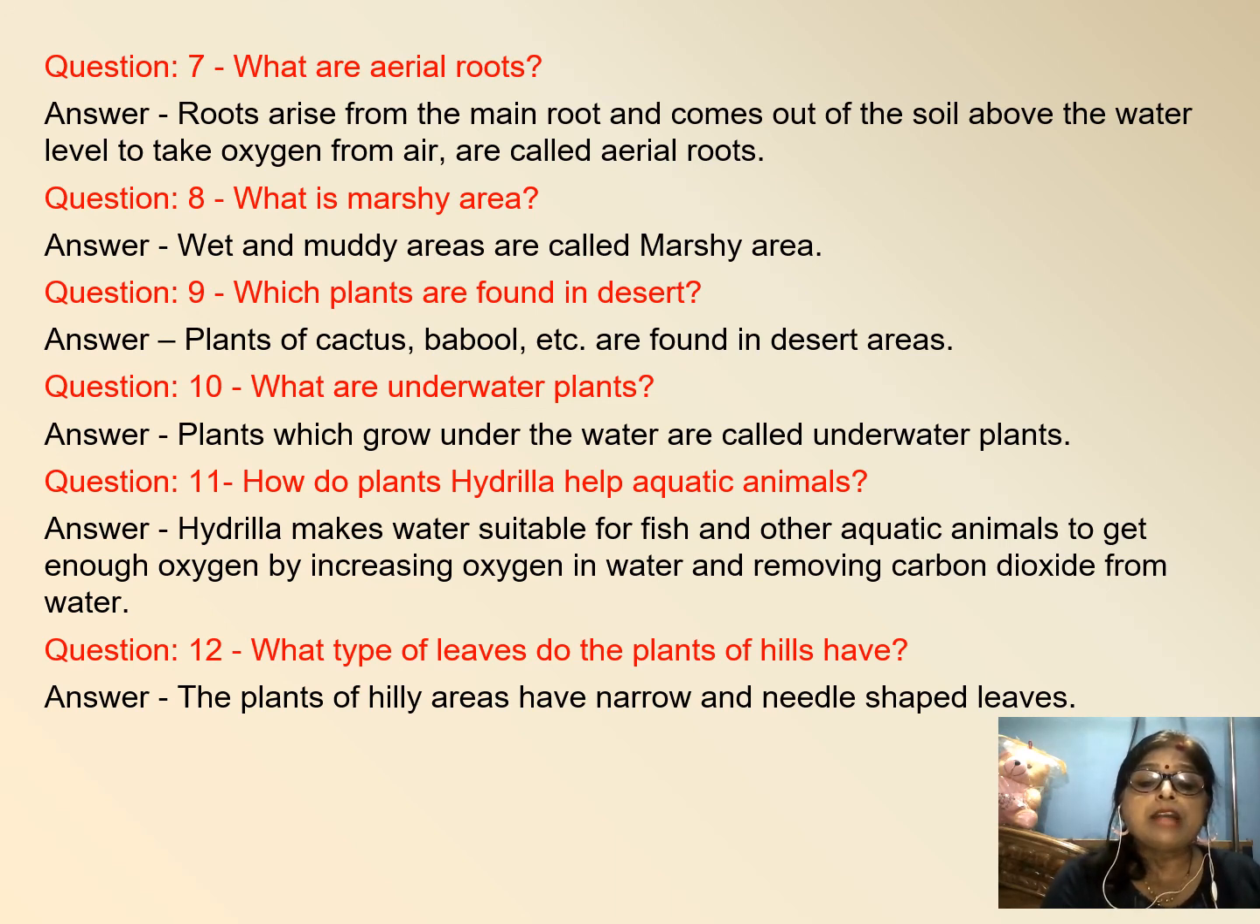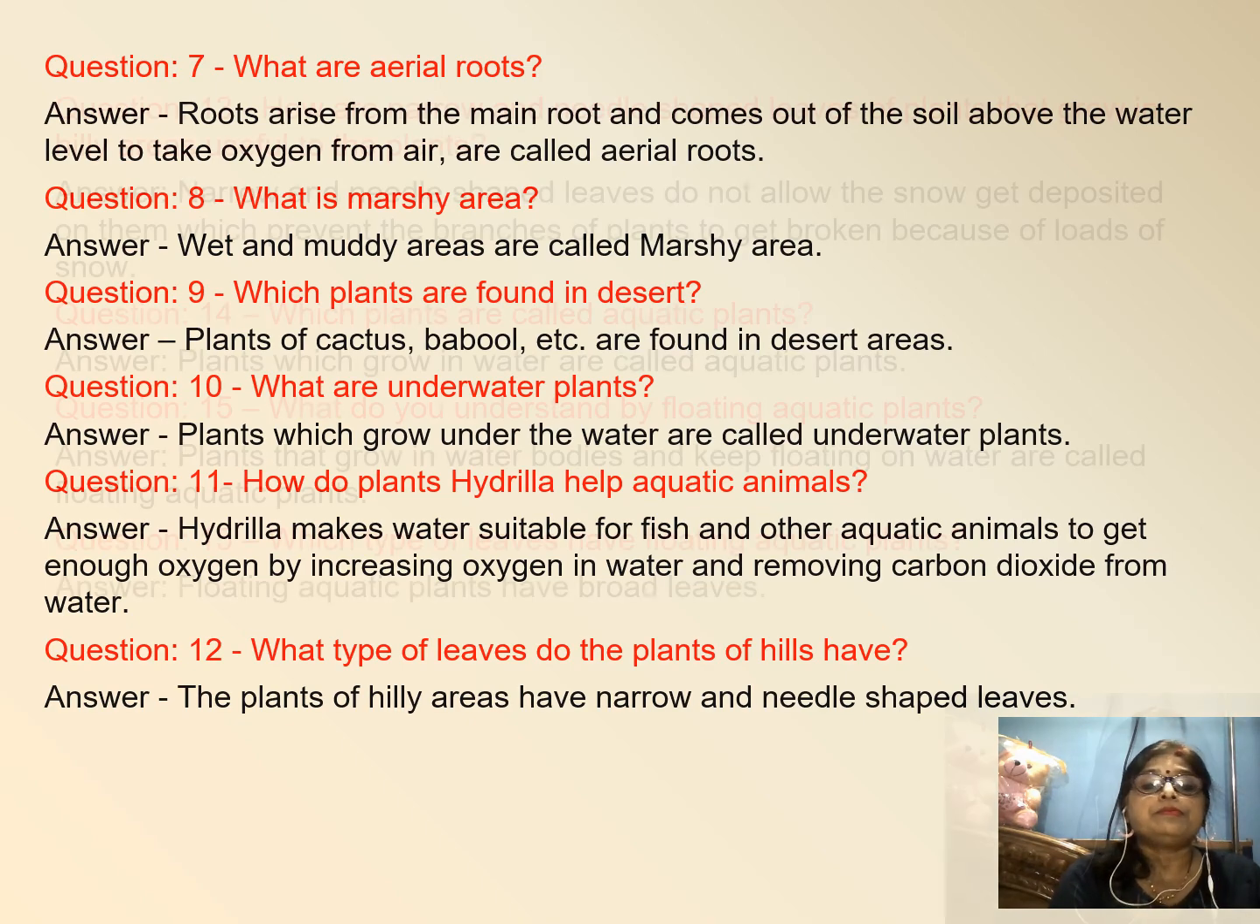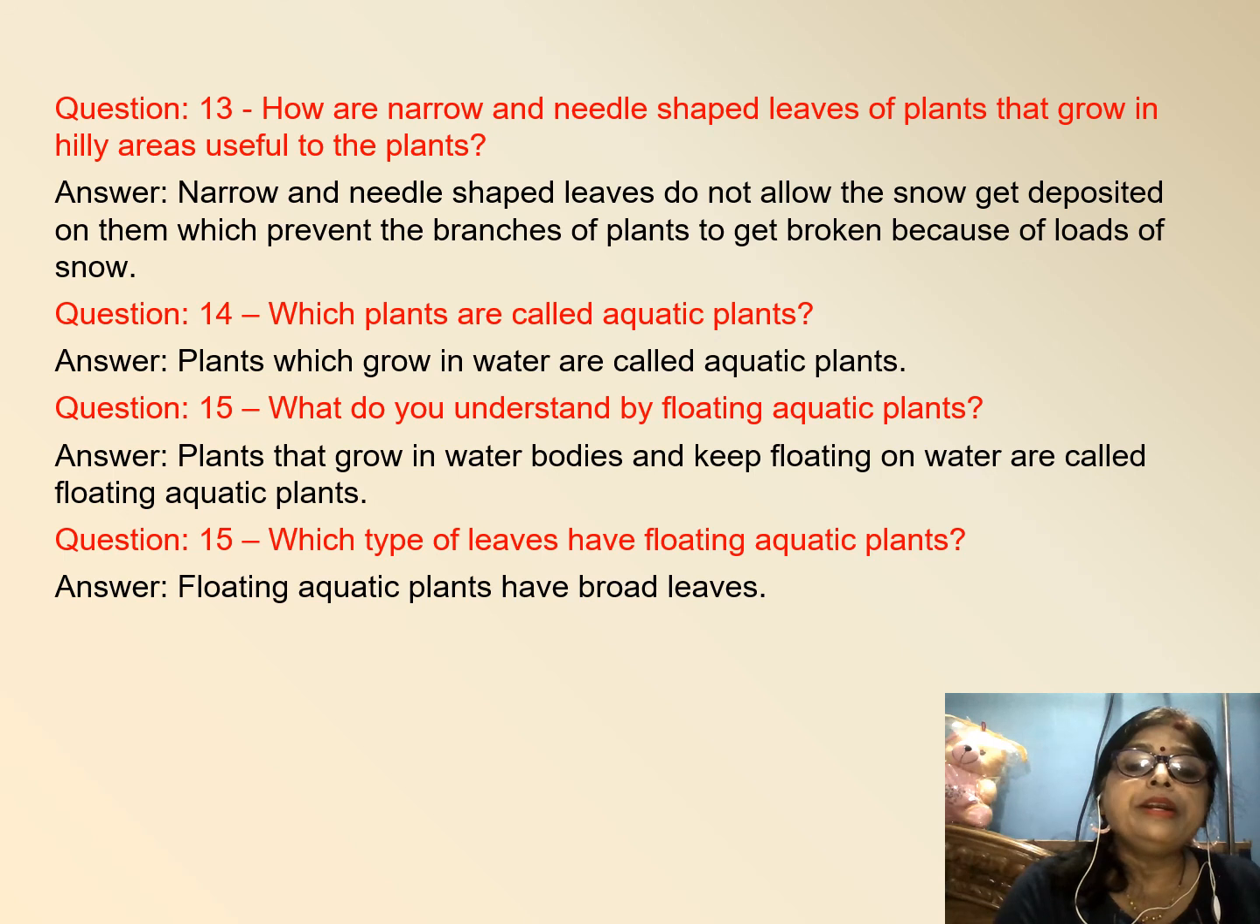Next one. What type of leaves do the plants of hills have? The plants of hilly areas have narrow and needle-shaped leaves. So I think all of you have understood the different types of question answers and your concept is clear regarding this chapter. How are narrow and needle-shaped leaves of the plants that grow in hilly areas useful to the plants? Narrow and needle-shaped leaves do not allow the snow to get deposited on them, and it prevents the branches of plants from getting broken because of loads of snow.